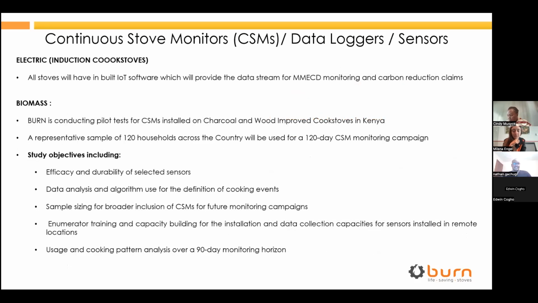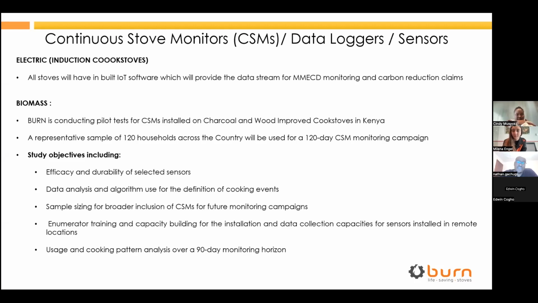And I think that is it in terms of where we are at, but a quick side note here. As far as our electric digital monitoring verification is concerned, our stoves already come with inbuilt IoT software, so we will be able to track real-time kilowatt-hour data, and that will satisfy usage requirements from the methodology perspective. From the biomass perspective, we are looking to do pilots, which will begin in the month of October in Kenya first and foremost, before we move into the other markets, to test the efficacy of some of these stoves on both our charcoal and wood stoves.